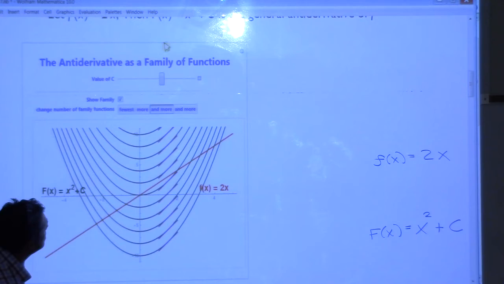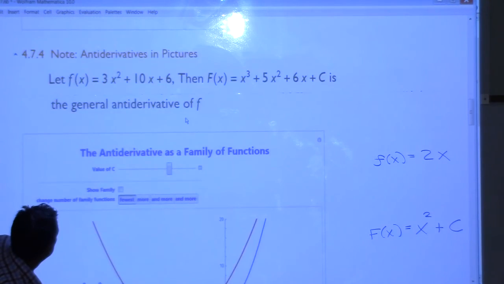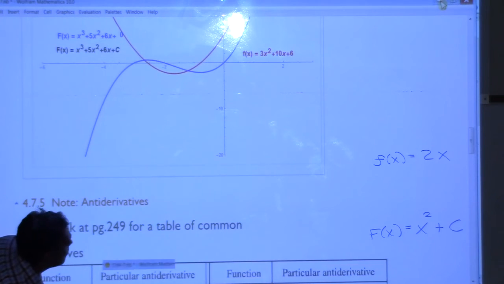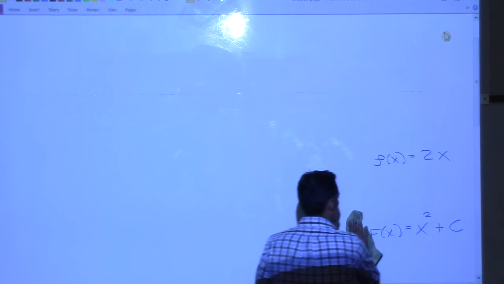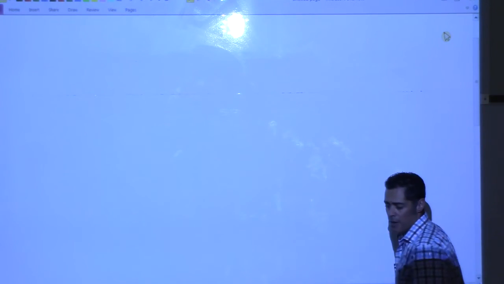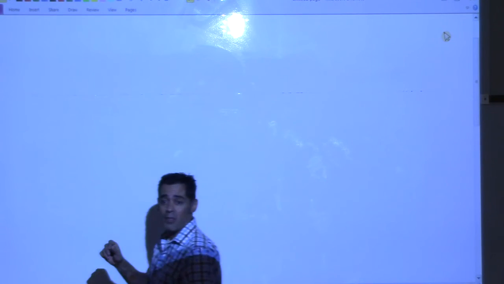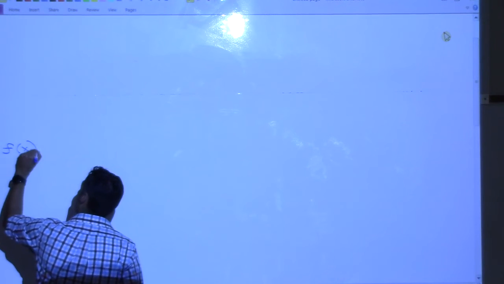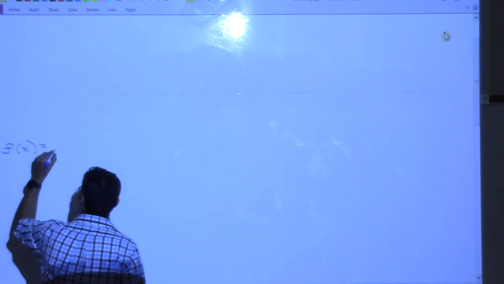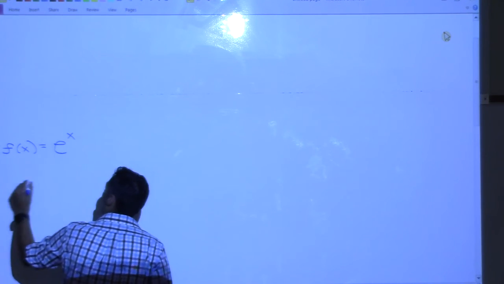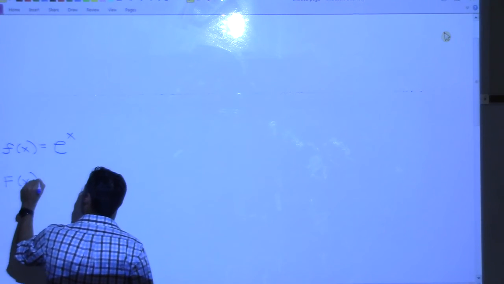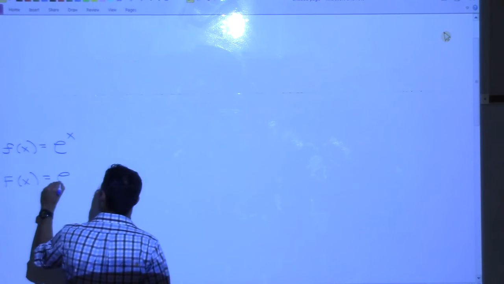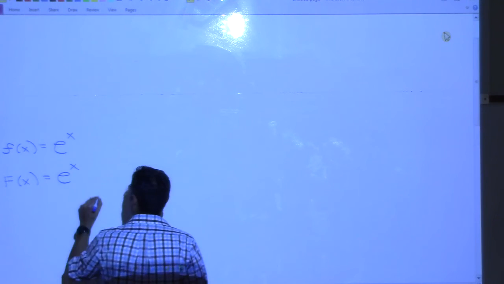Okay. So what are the things that you should know, walking in right now, the antiderivative of without even having to think too hard? So let's see. If little f of x, let's go with something easy, e to the x. What would the general antiderivative of this be? E to the x plus c.